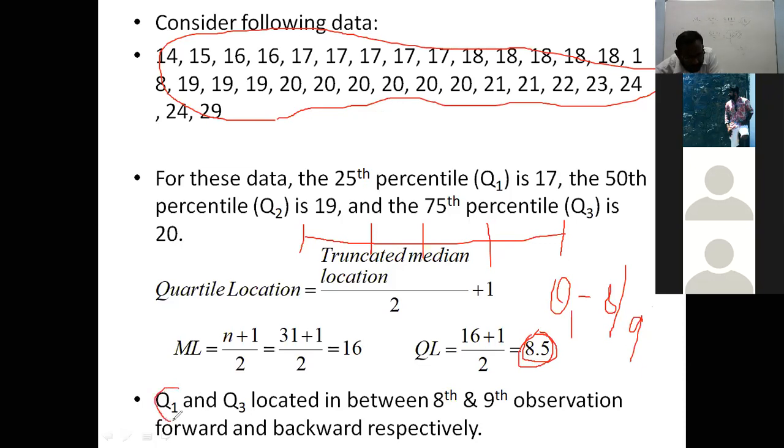So Q1 and Q3, because this is Q1, this is Q3. So Q1 and Q3 will be located between the 8th and 9th observation, forward and backward. So in between 8 and 9 position from the forward will be Q1. Q3 will be at the 8th and 9th position from the backward. So that is how we find out Q1 and Q3. Is it clear? Q1 and Q3 can be found out easily.